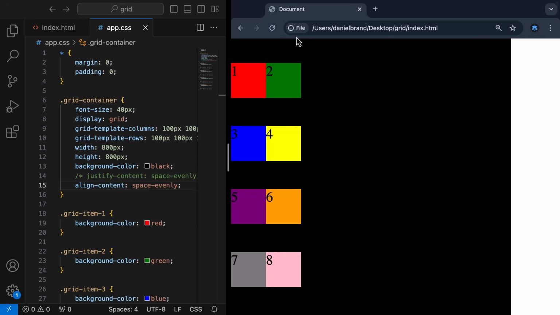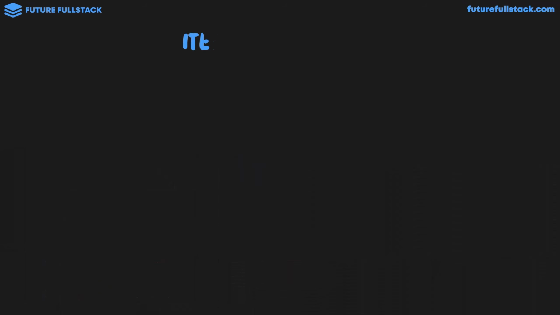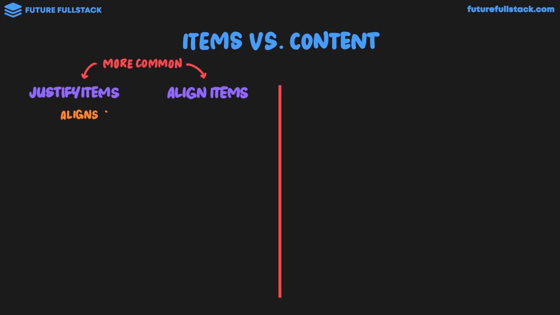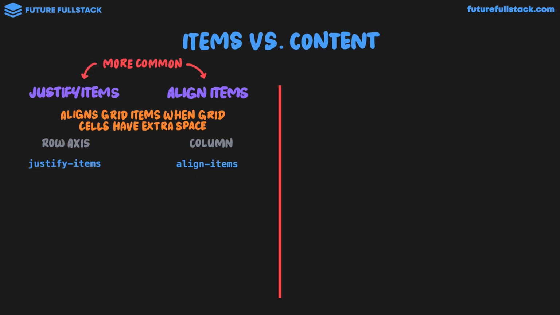Now, I know throughout this topic, we've seen a lot of alignment properties when it comes to grid. So I do want to quickly summarize the differences of the properties, items, and content. Looking at the items properties first, we have justify items and align items. These are more commonly used in CSS Grid. These properties align grid items when grid cells have extra space inside of them. Along the row axis, we use justify items, and along the column axis, we use align items. The values that each of these can take include start, end, center, and stretch.